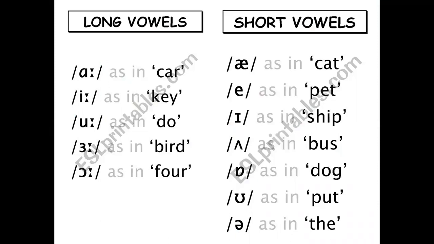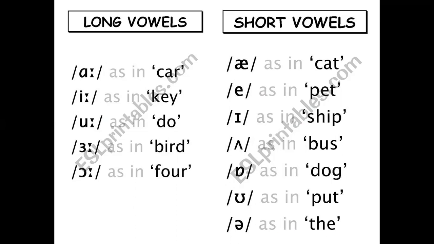So how do you pronounce C-A-R? You say car. So that ah sound comes in C-A-R. Then how do you pronounce K-E-Y? You say key, with that vowel E. So that long E is the second vowel. So the first long vowel is ah. Then the second vowel is E. Then the third vowel is oo, as in do. Then the fourth vowel is er.